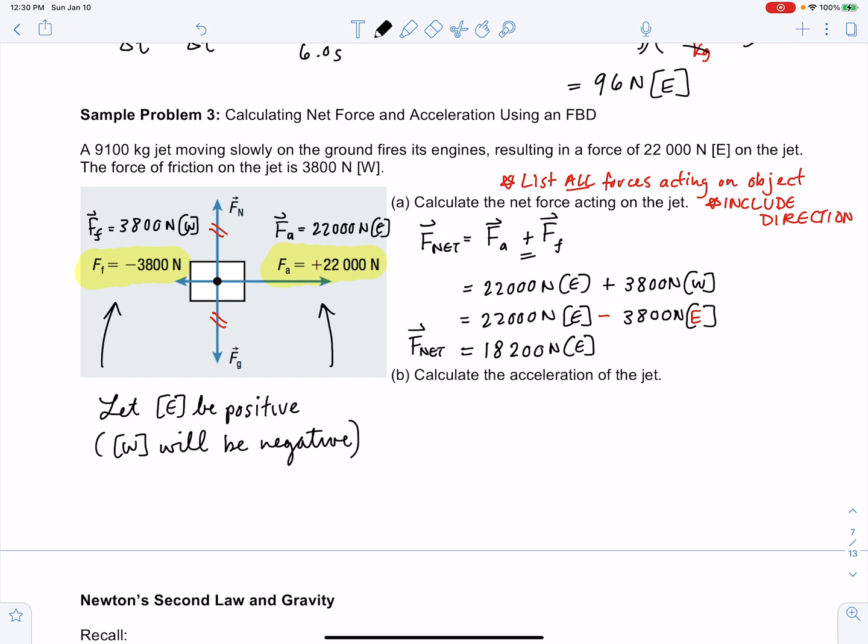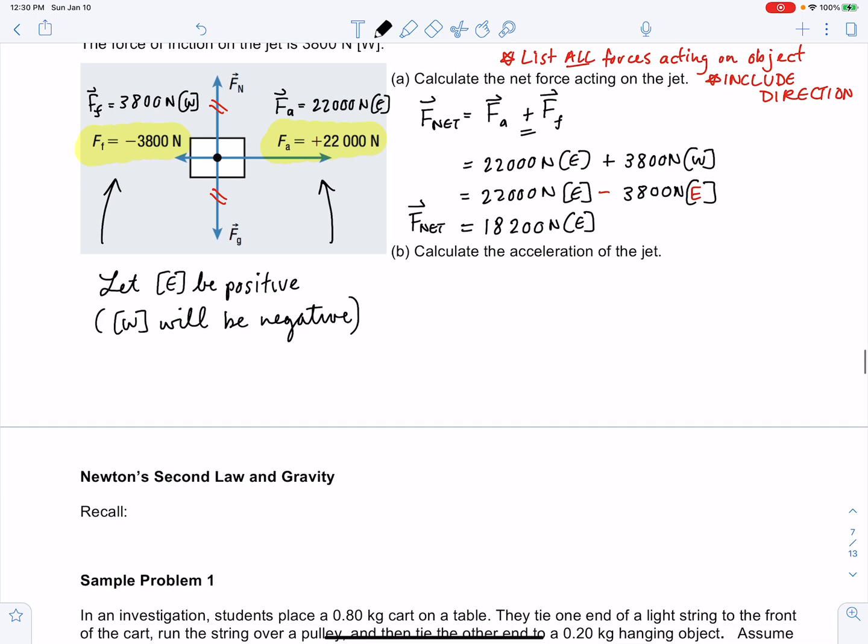In part B, they want us to find the acceleration of the jet. Acceleration is equal to net force divided by mass. That's 18,200 newtons east divided by the mass of the jet, which is 9,100 kilograms. If you punch this in, you end up with 2.0 newtons per kilogram east.